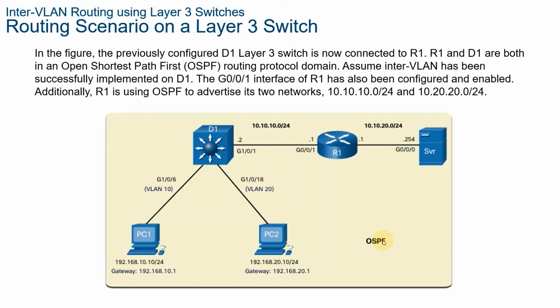Now assume inter-VLAN routing has been successfully implemented on D1. The G0/0/1 interface of R1 has also been configured and enabled. Additionally, R1 is using OSPF to advertise its two networks given here. Take note that OSPF routing configuration is covered in another course. In this module, OSPF configuration commands will be given to you in all activities and assessments, so it is not required that you understand the configuration in order to enable OSPF routing on a layer 3 switch.